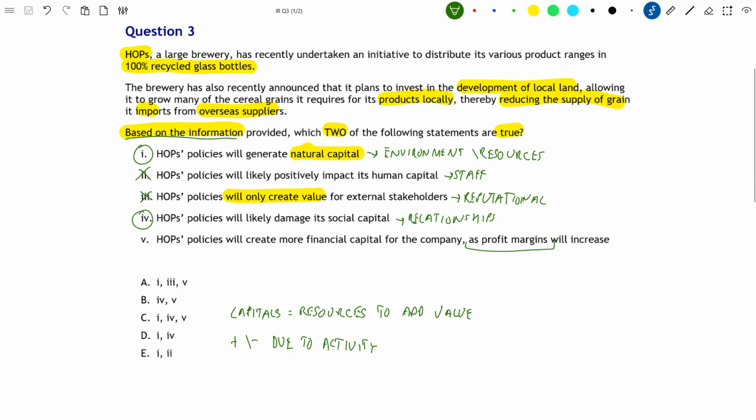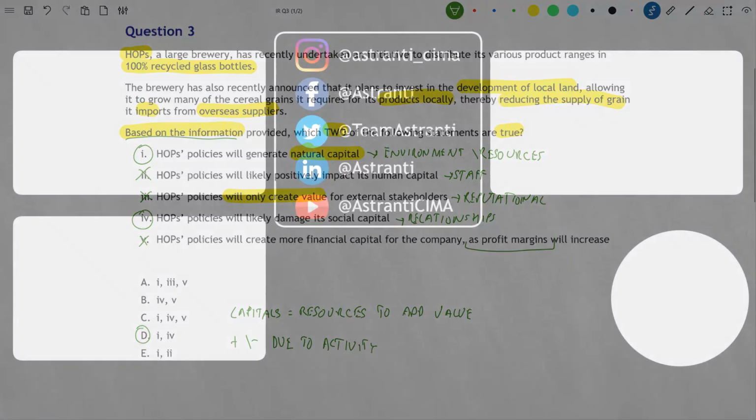And so despite the wider financial benefits that the business may eventually gain from these ventures, there is no way for certain that we can say that both its financial capital will increase and also its profit margins will improve. Okay, so quite clearly we have another incorrect answer here. And this just confirms to us that it is answers 1 and 4 which are the correct answers in the context of this question, and therefore that it is answer option D that is the final answer to this question.